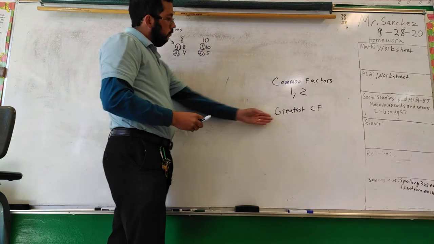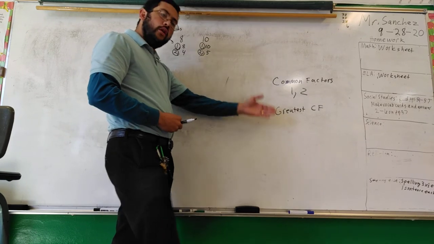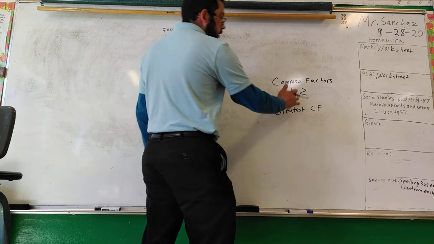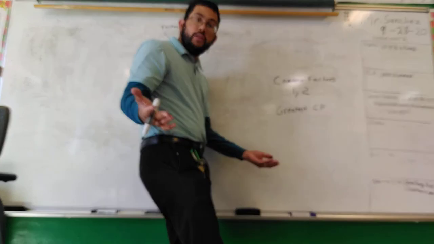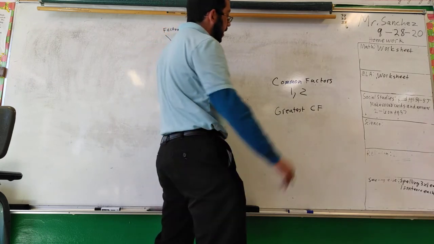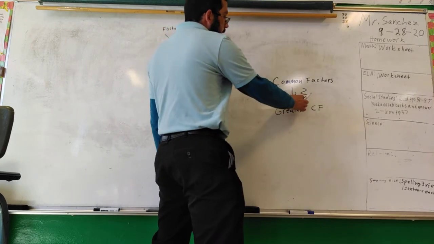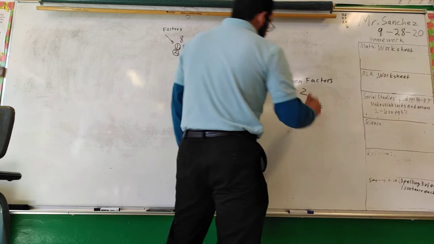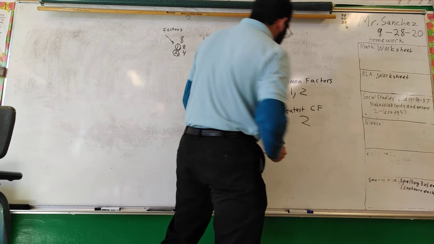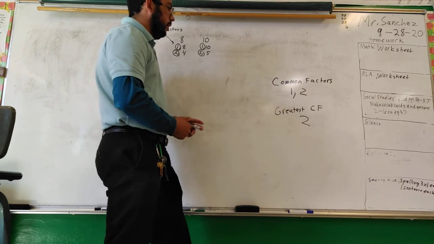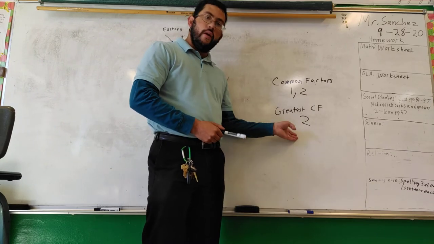Now, you may be wondering, what's the greatest common factor? Great question. You go to these common factors here, and whichever one's the biggest is your greatest common factor. So even though we know in hindsight 2 is small, 2, though, is the greatest common factor. It's the biggest one of those two options.